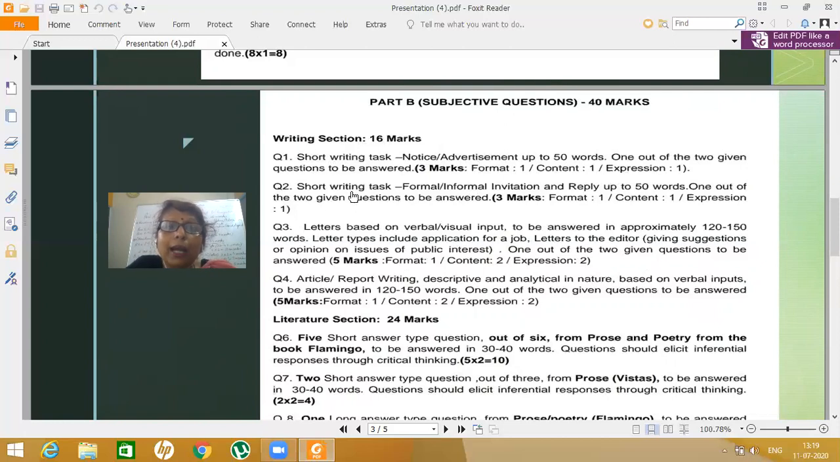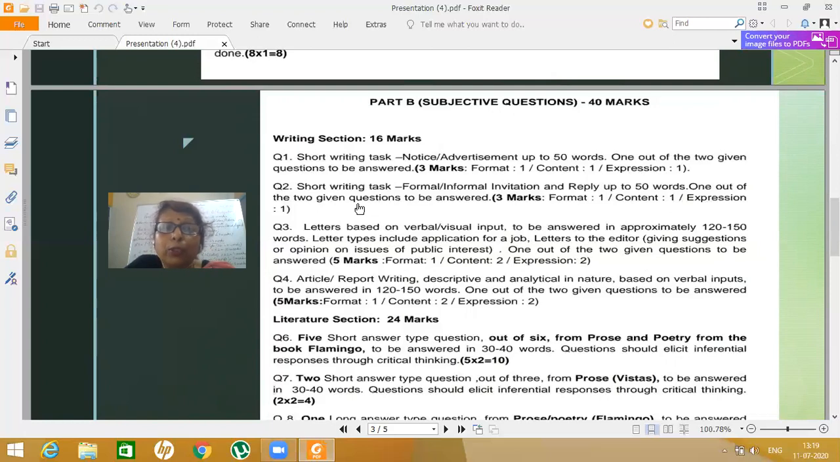The next question again is based on short composition, and the second question is based on invitation. Now, 2 types of invitation, children, we have already done: formal invitation and informal invitation. Again, the word limit for all the short compositions is 50 words. Again, out of the 2 given questions, you have to answer 1, and the marking scheme, again, format 1, content 1, and expression 1.